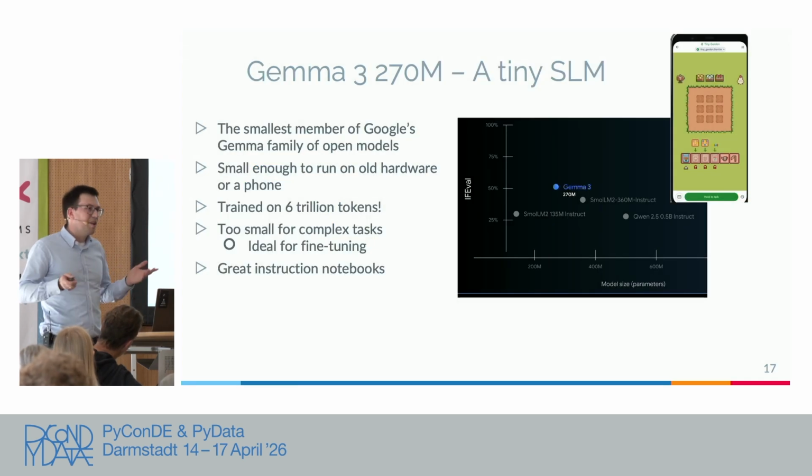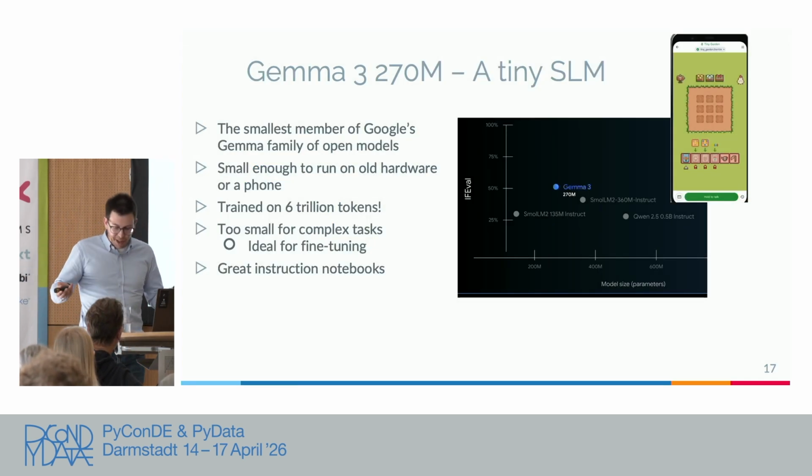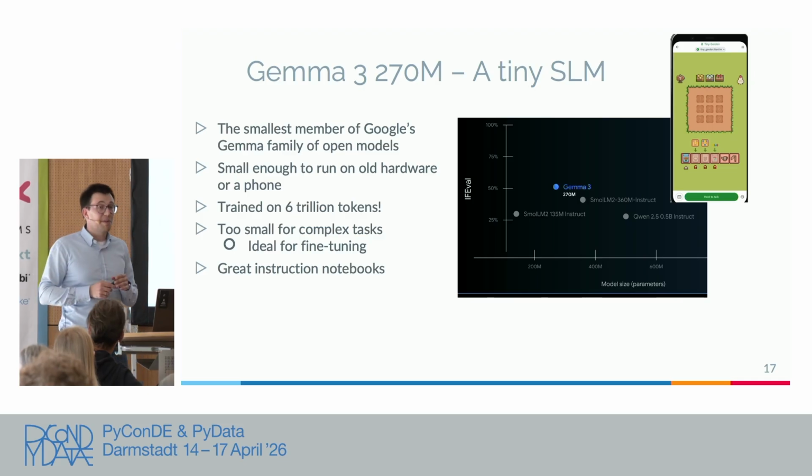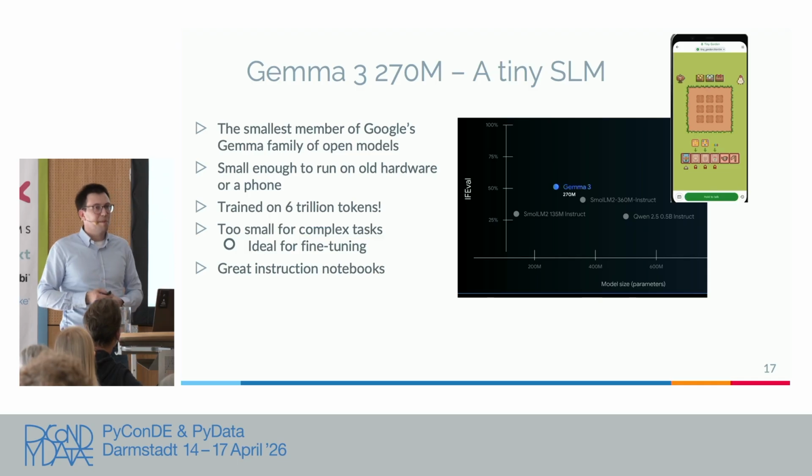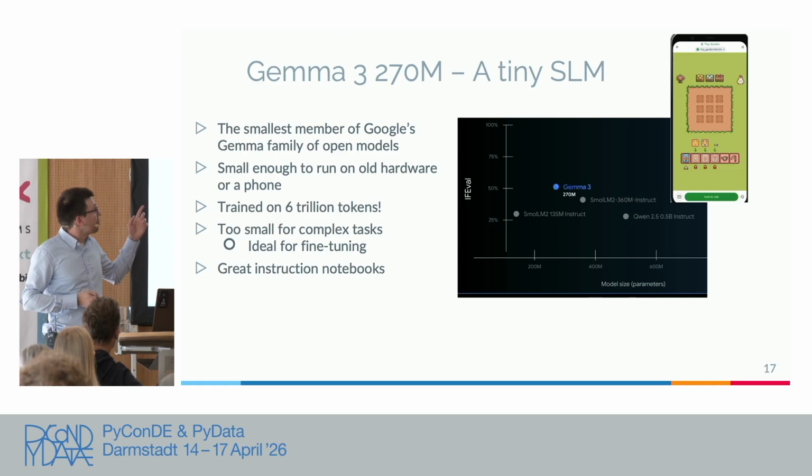All right, so now I promised you some fine-tuning. We need a model for that. What do we use? We use the smallest one that is still good. So I opted for this 250 million parameter Gemma 3 model. We know Gemma 4 is now out, but those are quite a bit bigger. They start at like 2 billion. We want to stay below 1 billion, so we use that one.